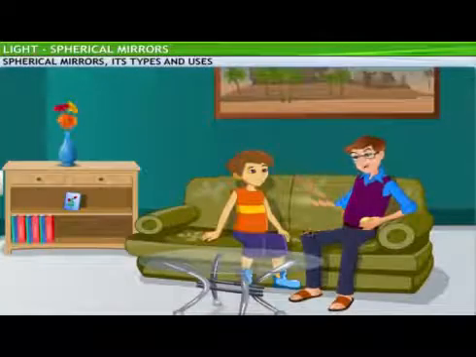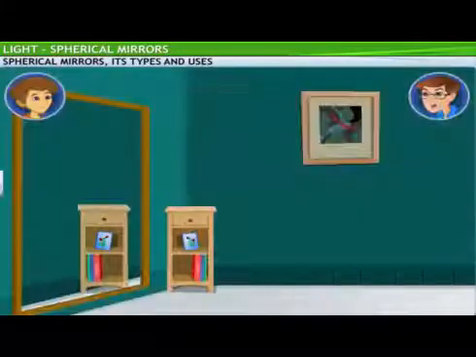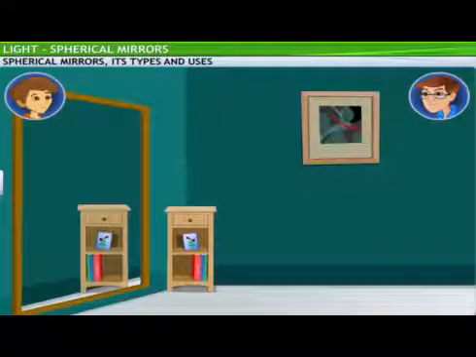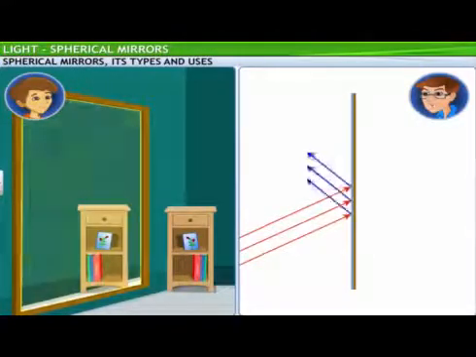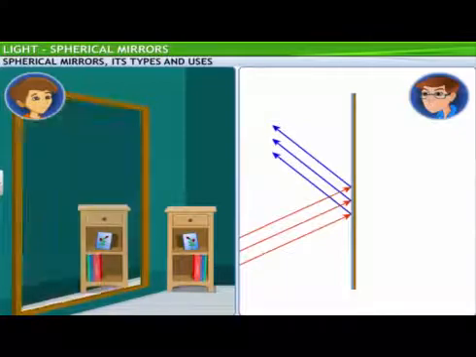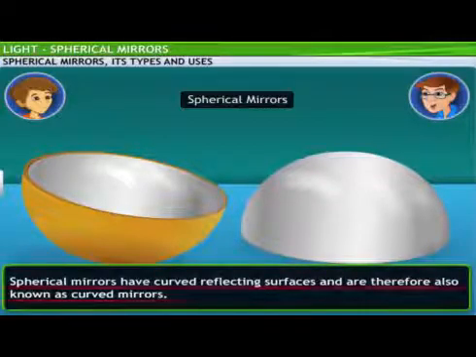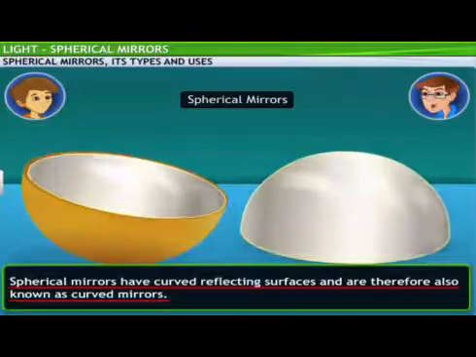A convex mirror is a type of spherical mirror. You're already familiar with plane mirrors, right? So, you know that a plane mirror has a flat reflecting surface that reflects light. Spherical mirrors are a little different. They have curved reflecting surfaces and are therefore also known as curved mirrors.